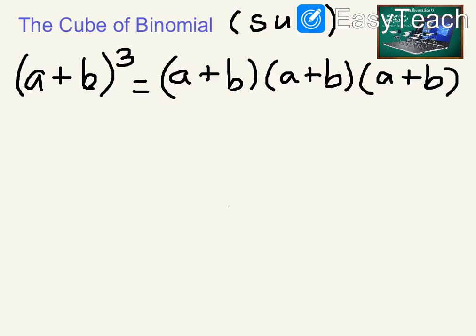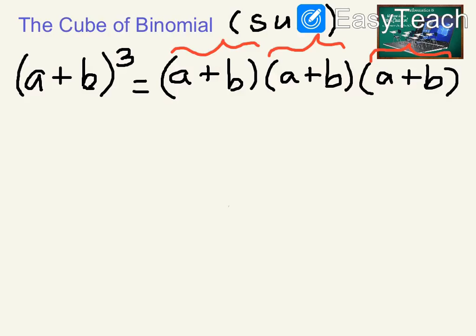So we have the quantity a plus b raised to the third power. Meaning to say, when it is raised to the third power, you're going to multiply a plus b times a plus b times a plus b. So from a plus b raised to the third power, you multiply the a plus b, times a plus b again, then times a plus b again. That's what it means when we say raised to the third power.